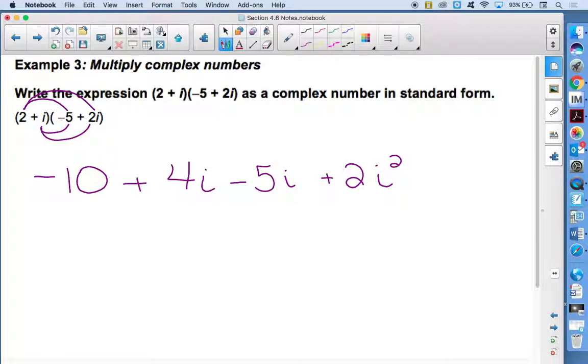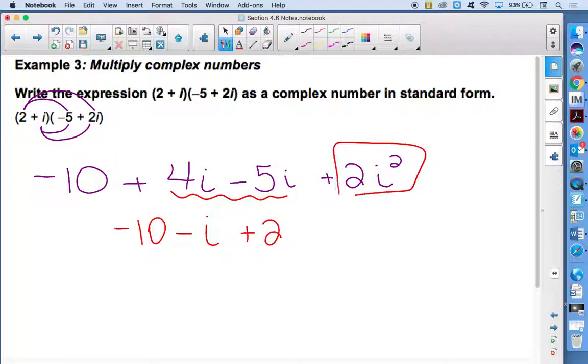Now we need to combine some things together here. So Megan, what would we combine together? So 4i and negative 5i, what's that make, Megan? A negative i. And then if you go back to the part here, we have 2i squared. Is there anything we can change with 2i squared? Do you know, Megan? So we can make an i squared a negative 1.